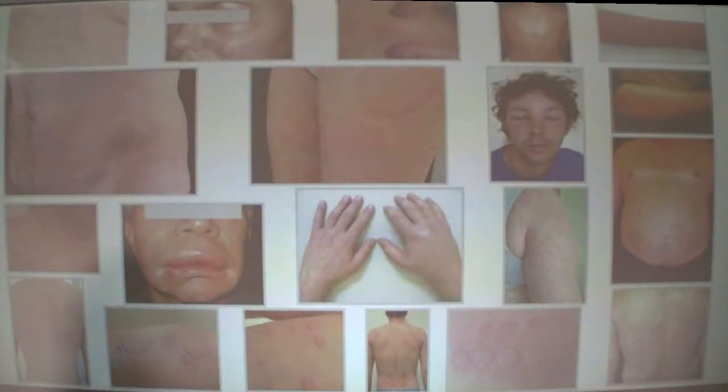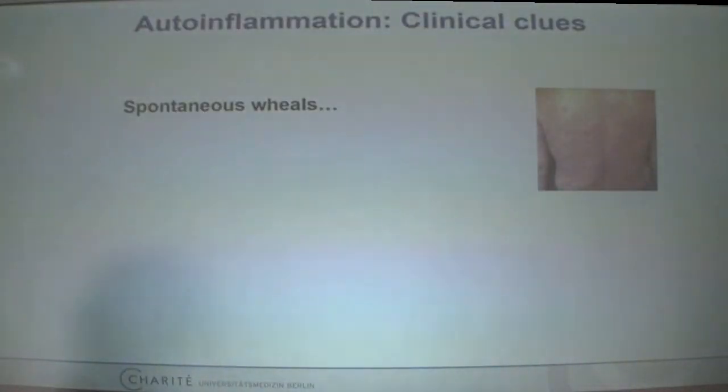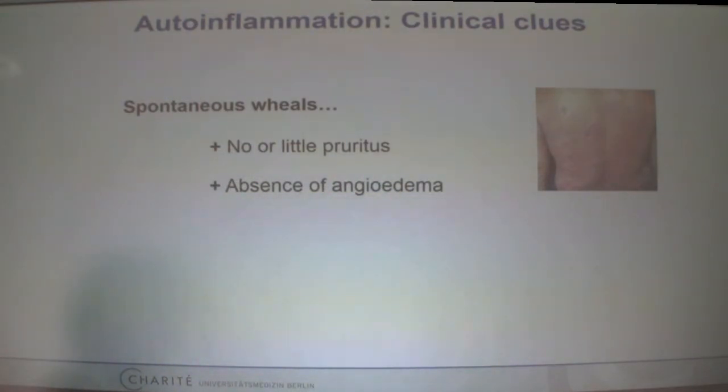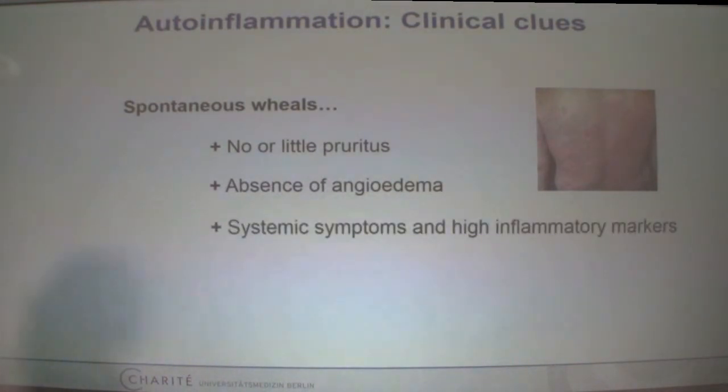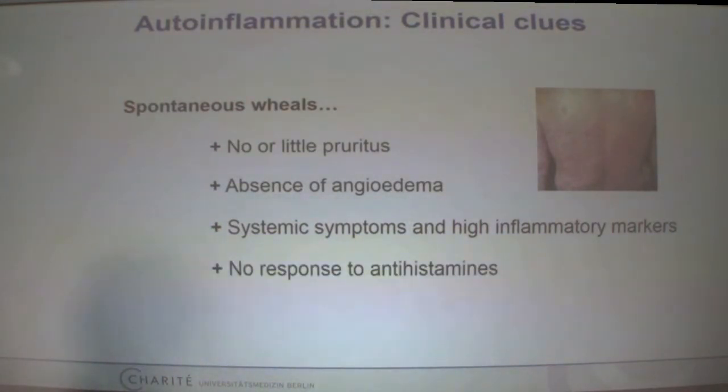So coming back to the clinics, how can we differentiate these urticarial phenotypes? We have a lot of patients with urticarial wheals, and which of them have chronic urticaria, and which of them have rather an autoinflammatory phenotype? Clinical clues are no or little pruritus in these autoinflammatory conditions, which is not typical, but very typical for chronic urticaria. We have absence of angioedema, which is a very typical sign in chronic urticaria. We have systemic symptoms and high inflammatory markers, and we have the missing response to antihistamines.